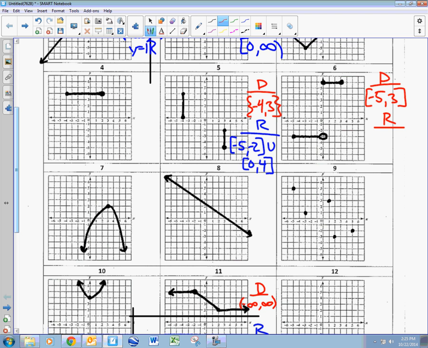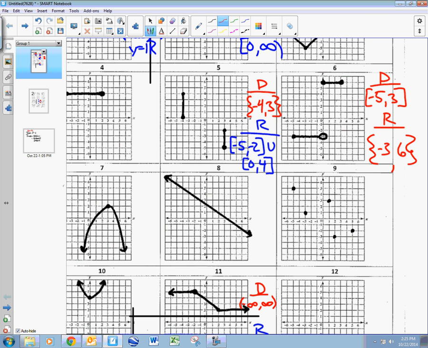The range, though, how many values do we have for the range? 2 distinct values. So therefore, we can list it in roster notation. These are distinct values. What are they? -3 and +6. I want to do one more with you. Flip it to the back side.